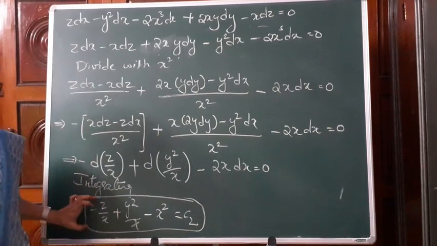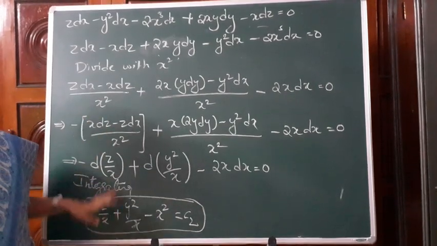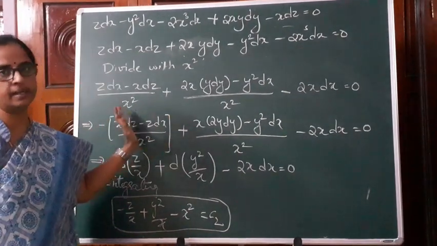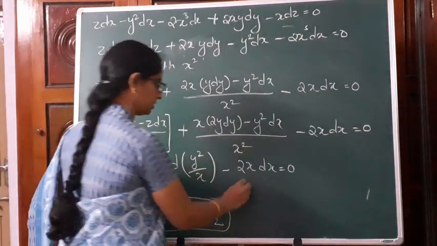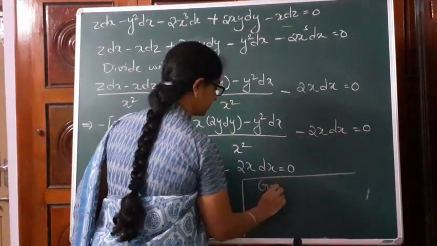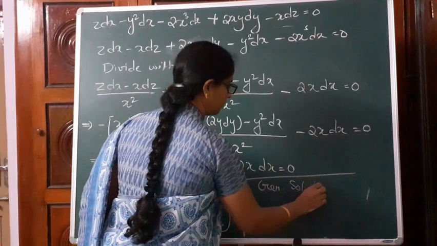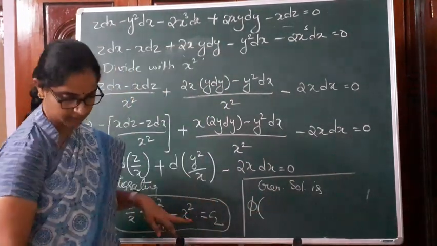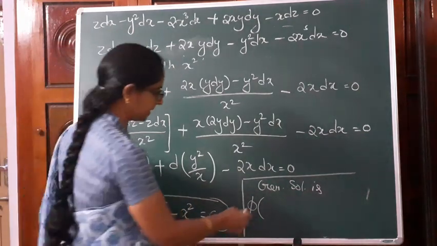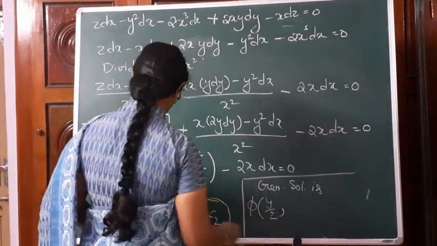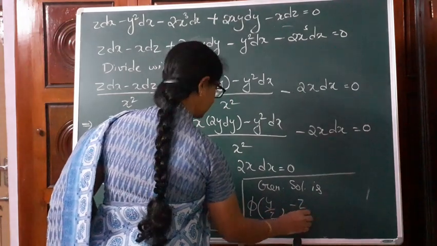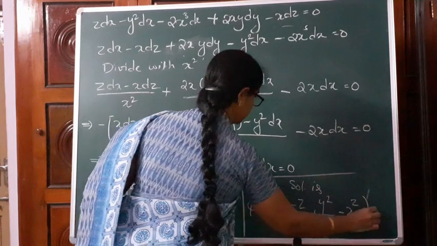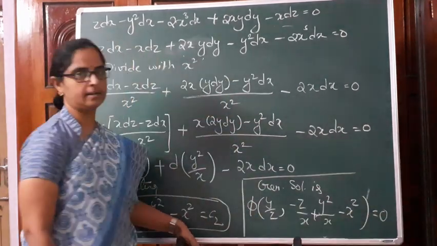So we obtain two independent solutions by taking the set of multipliers. Here for choosing the multipliers, first we simplify the auxiliary equations. So now the general solution is phi of u comma v is equal to 0, where u is the first solution. What is the first solution we obtained? y by z is equal to c1. So phi of y by z comma, minus z by x plus y square by x minus x square, is equal to 0 is the general solution.